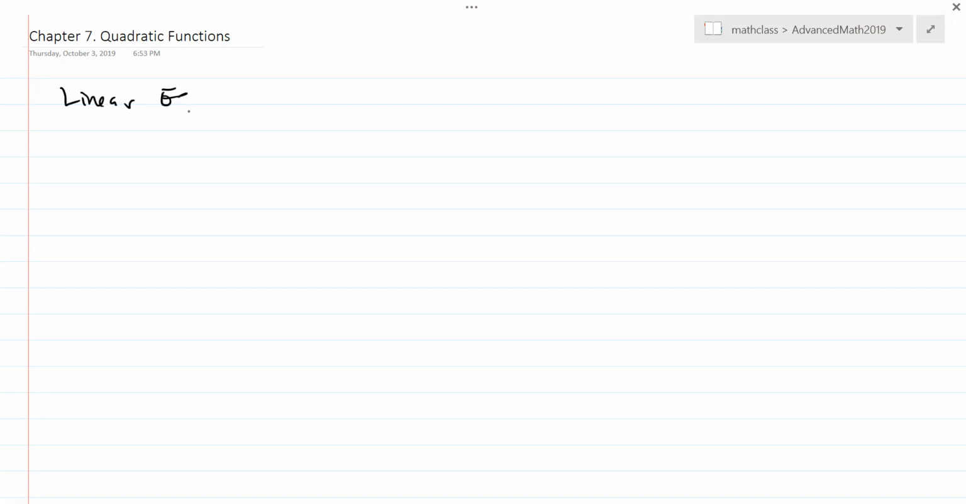Linear equations are equations. The most general one would be like ax plus b equals cx plus d. Something like that for the linear equations. And after simplifying, the solution is x equals some number, right? So, quadratic equations.